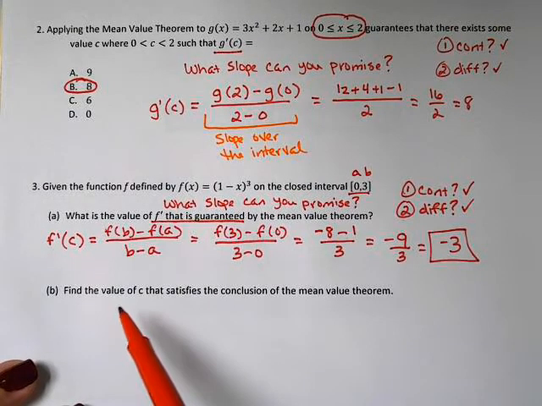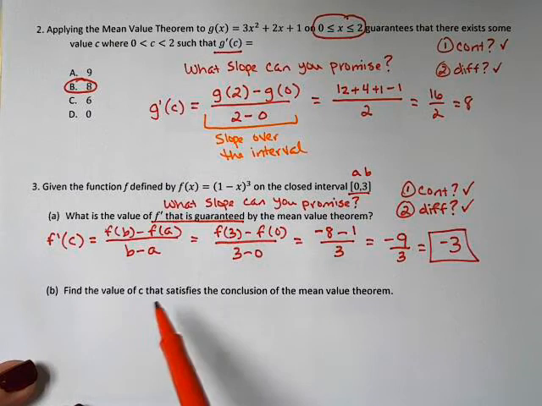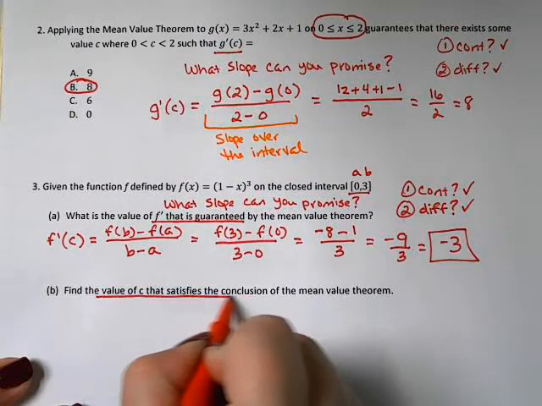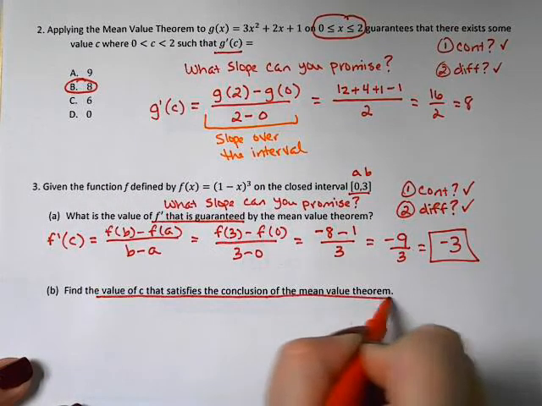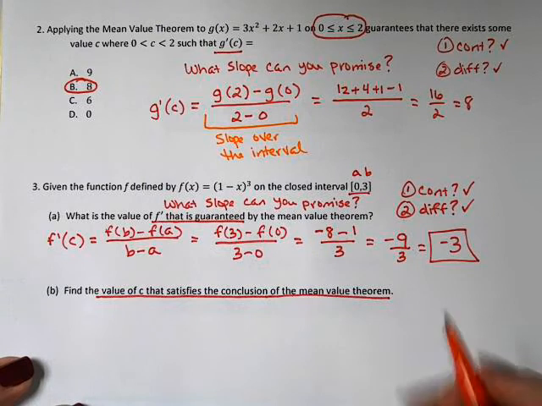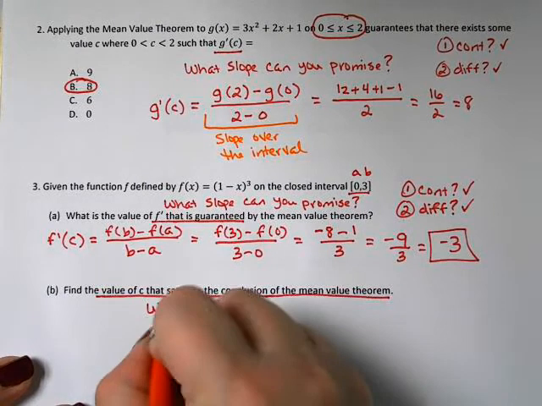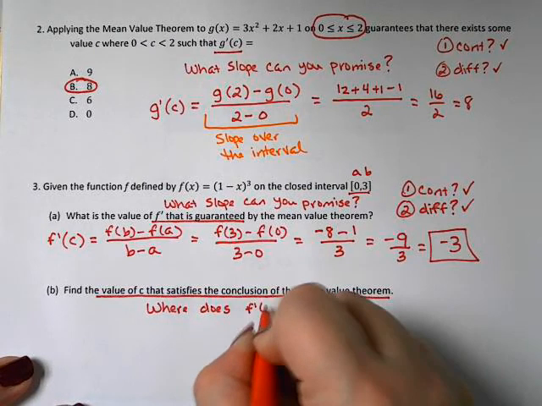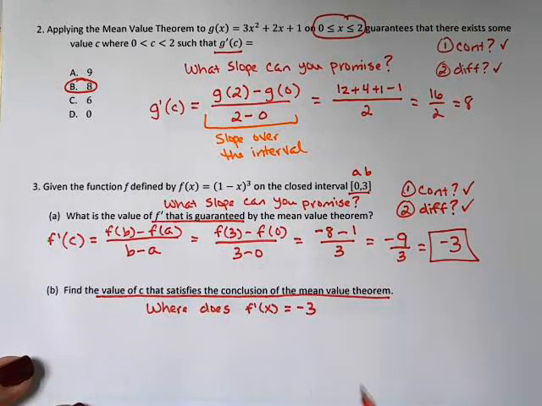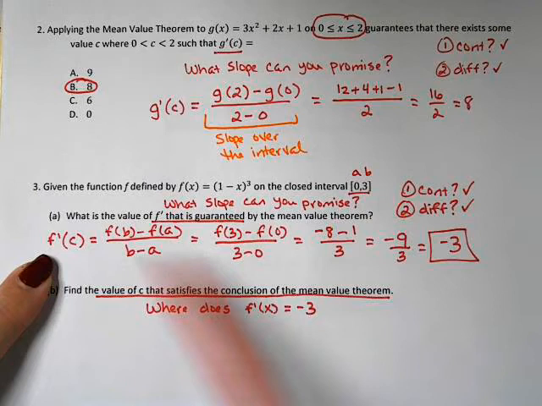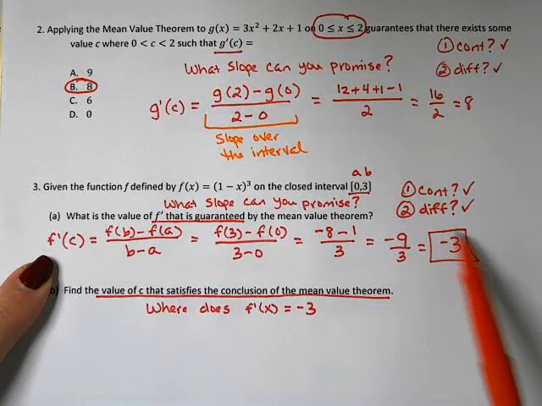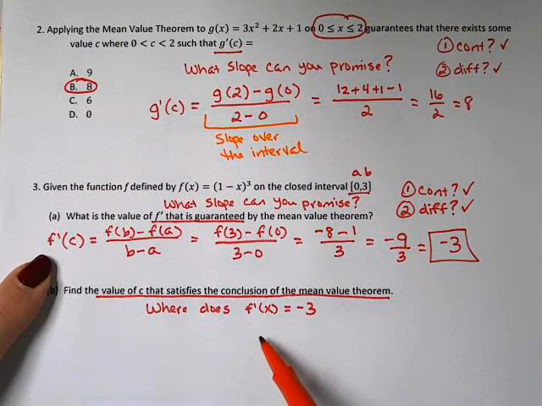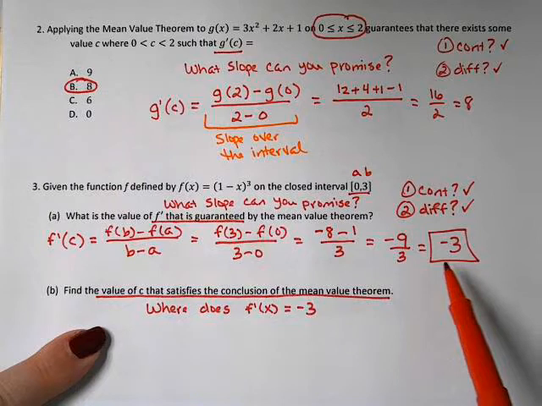Then let's look at part B. Part B says find the value of c that satisfies the conclusion of the mean value theorem. What this means, find the value of c that satisfies the conclusion of the mean value theorem, means where does f prime of x equal -3? So we said because mean value theorem can be applied, we can guarantee that somewhere the slope is going to equal -3. This is asking, where does that occur? At what value does the slope equal -3?